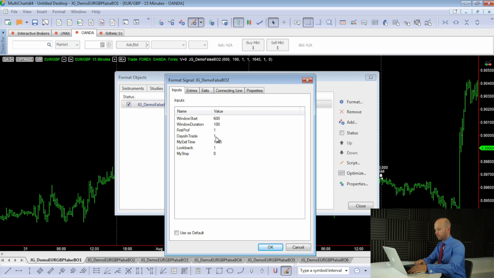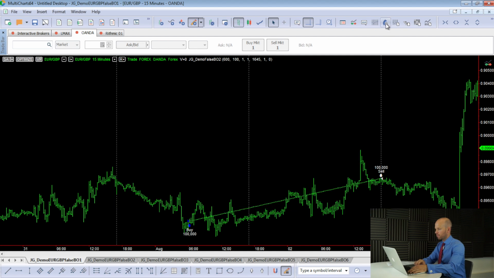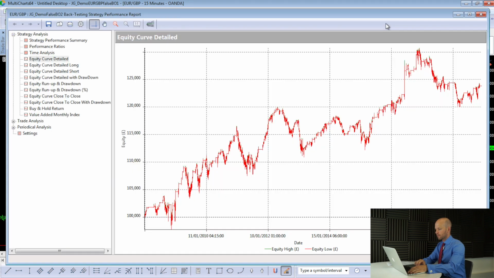I mentioned at the moment we have to be in the trade a minimum of 1 day before we exit. The exit time is at 16:45. Ignore the look back for now. We will look at a stop loss later on. So let's just see how that performs. And it's moving in the right direction. It's going up, so quite happy with that.